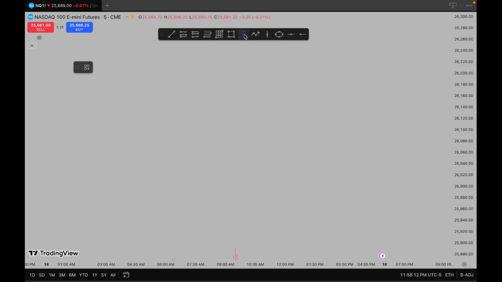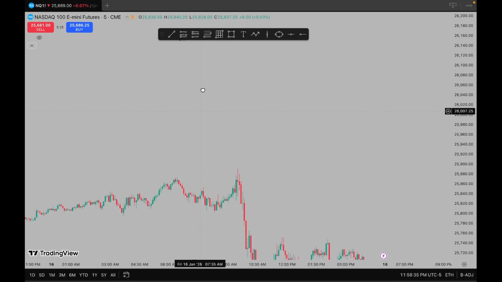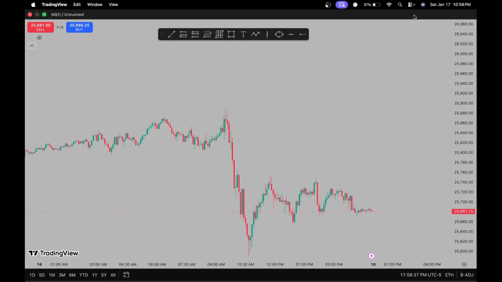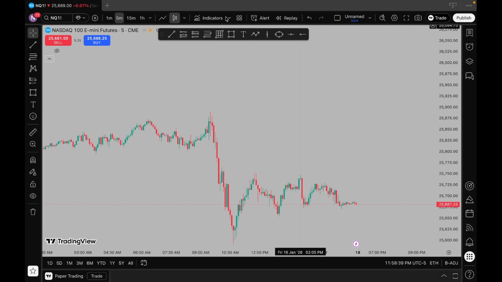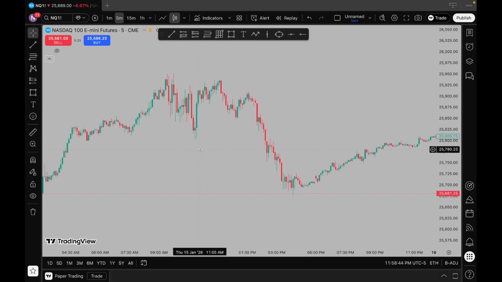So here we go. Liquidity and demand. This is the entry model. And we're going to be going over the 5-minute chart first, because this is going to be your majority of the time, this is going to be your day trading. Okay, let me change this to the 5-minute chart. Okay, it's on the 5-minute chart. Sick. Let me find an example.